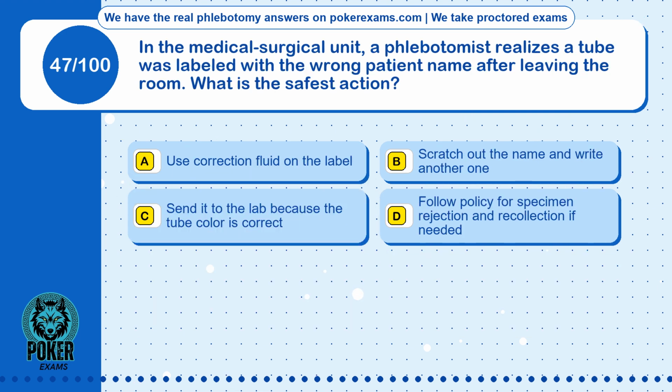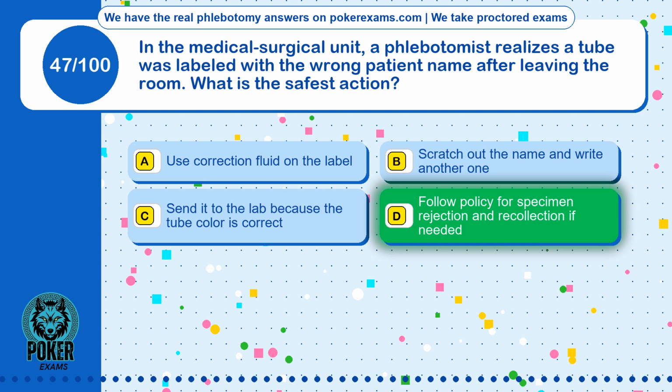Question 47. In the medical surgical unit, a phlebotomist realizes a tube was labeled with the wrong patient name after leaving the room. What is the safest action? Option A. Use correction fluid on the label. Option B. Scratch out the name and write another one. Option C, send it to the lab because the tube color is correct. Option D, follow policy for specimen rejection and recollection if needed.